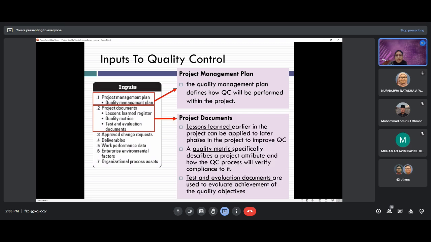And then you also need the project document. Project documents consist of lessons learned. Lessons learned of what? Lessons learned earlier in the project that can be applied to later phases in the project to improve the quality control. The quality metrics. I talked about these quality metrics during the quality plan two weeks ago. It describes the project attributes and how the quality control process will verify compliance to these quality metrics. And also the test and evaluation documents to evaluate the achievement of the quality objective. So you need these documents as the input to your quality control.